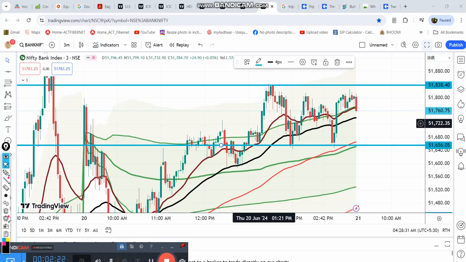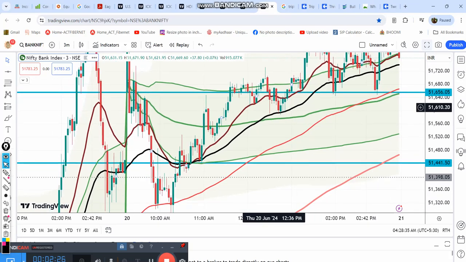So this was my analysis of Bank Nifty. So this is what I observed.